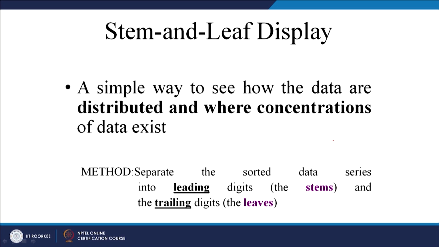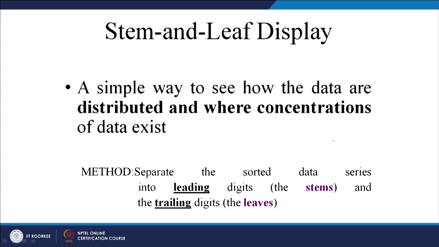Let us look at the stem and leaf diagram or stem and leaf display. It is basically a very simple way which will help you in knowing where data are actually concentrated in a distribution. So, it separates leading digits from trailing digits. We call leading digits stems and trailing digits leaves.